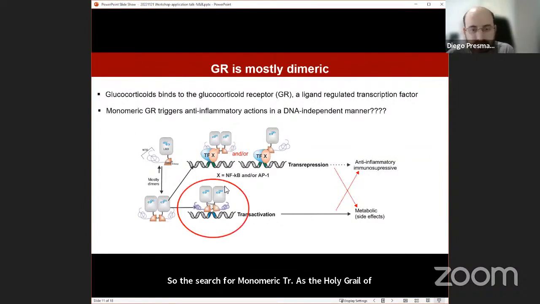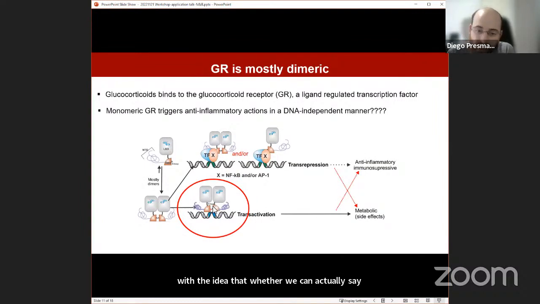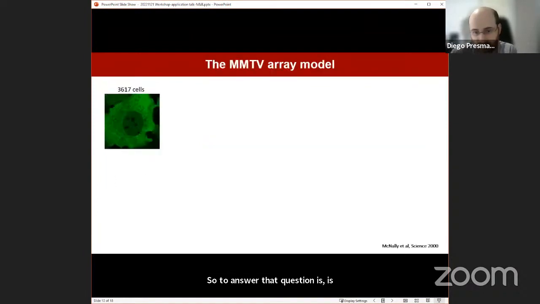And in my last 5 minutes, I want to wrap up with the question of whether we can actually say that the oligomerization state of GR on DNA is a dimer, or is it something else? So to answer that question is not a trivial thing to do, because you have to know inside the cells where the receptor is actually bound to DNA.